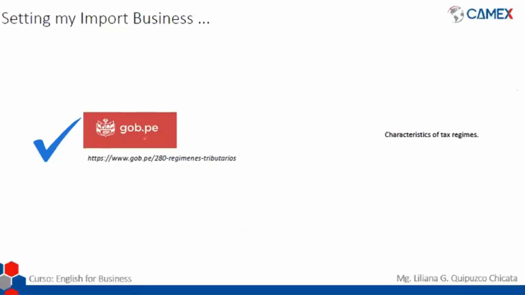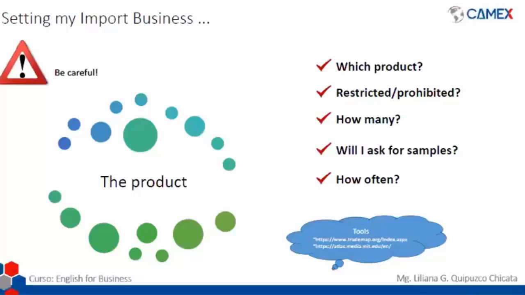Okay, perfect. So now we're going to see the product. After I set my import business, after I set my import in SUNAT, and now I have my tax ID or RUC in Spanish, now I can choose my product. In this case, I have to check which product I want to sell. Do I want to sell maybe food, or maybe cosmetics, or maybe some keychains, or maybe some toys? I have to decide which product I want to sell.